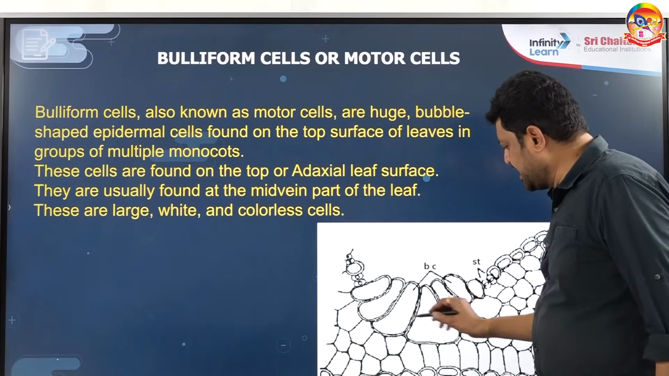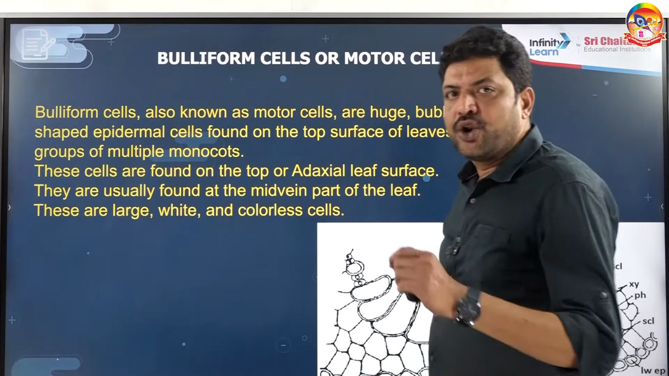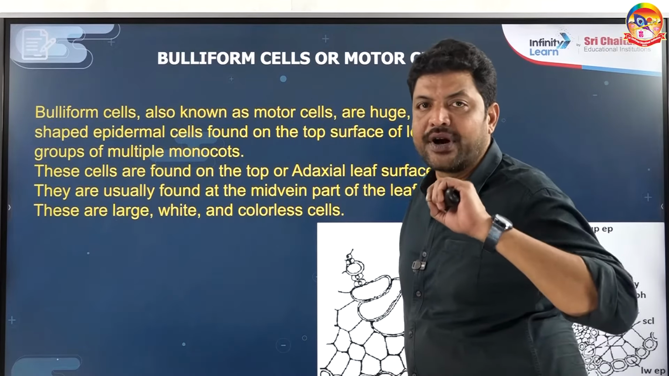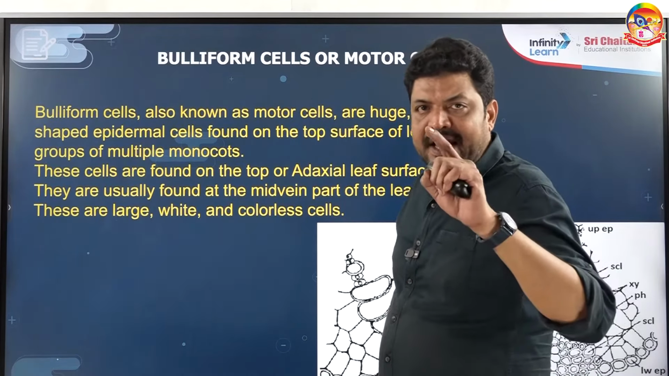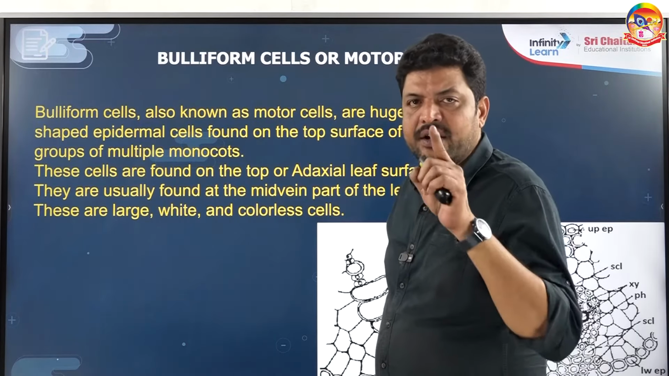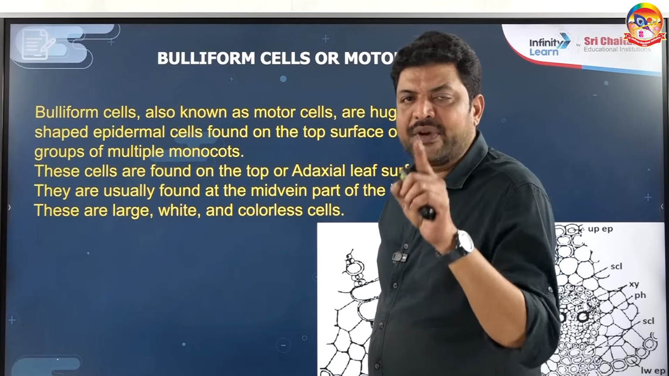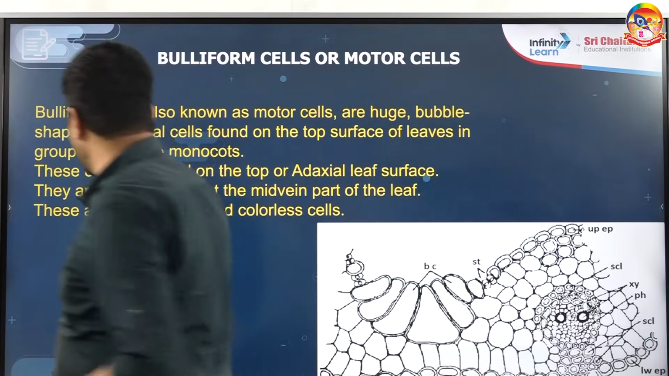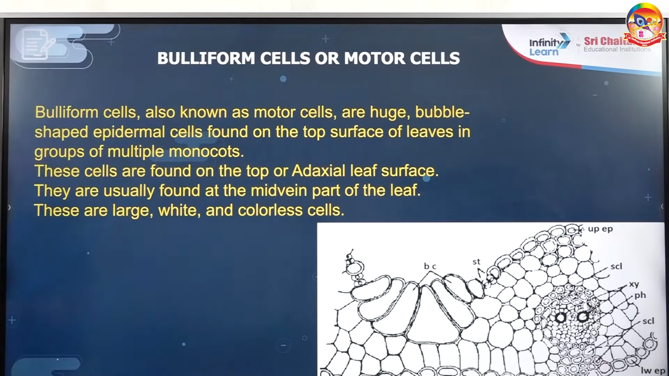So the bulliform cells play a role in rolling and unrolling of monocot leaves. When they are turgid, unrolling. When they are flaccid, rolling. Rolling reduces the rate of transpiration. Clear? So now, epidermal cells are found on the top surface of the leaves, the adaxial surface.